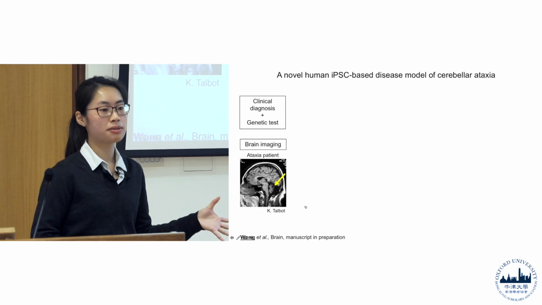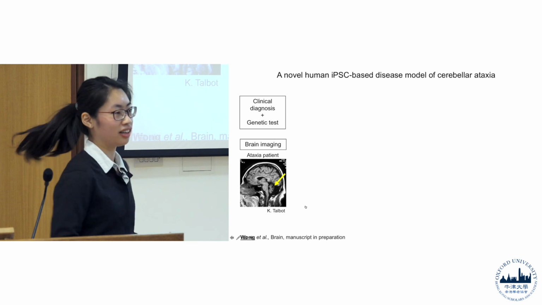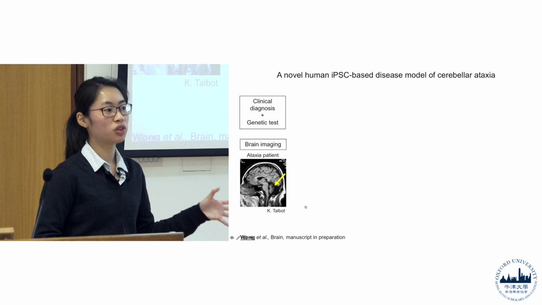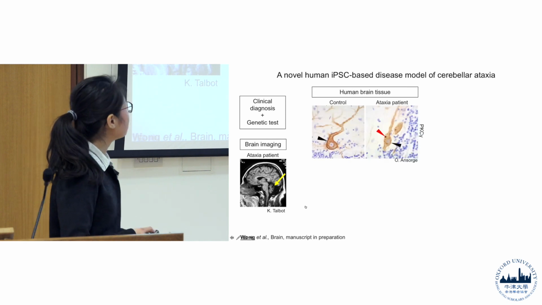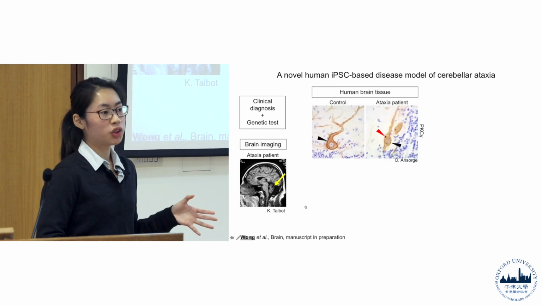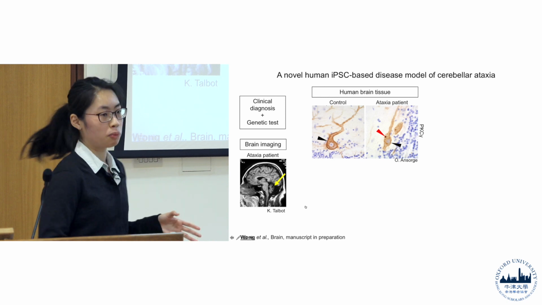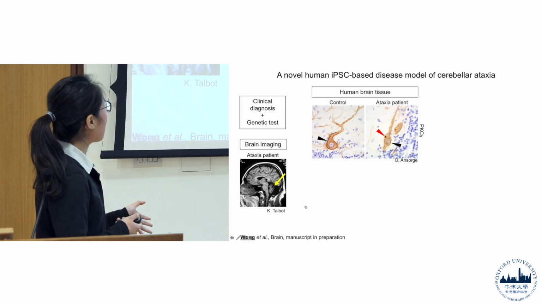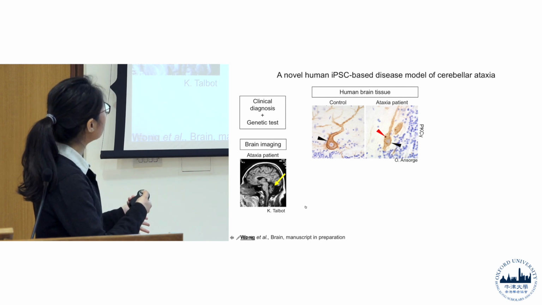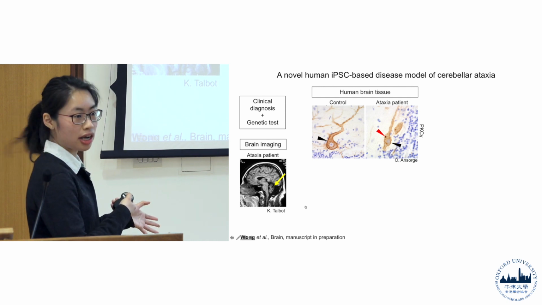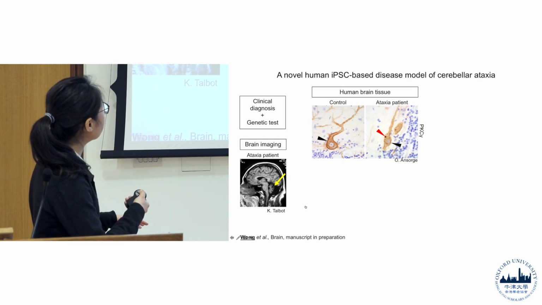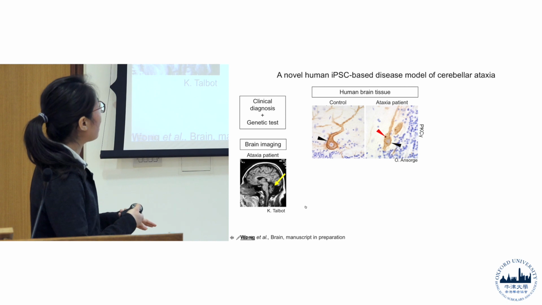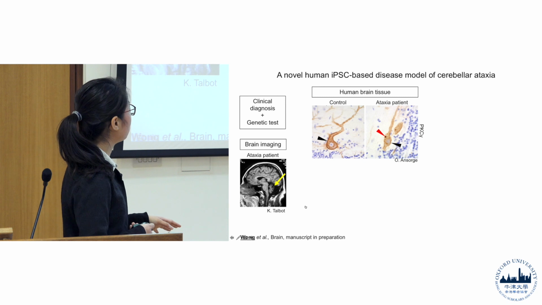But the lifespan of these patients is not affected, so they still live to around 80 years old without any problem. And we are very fortunate to obtain the postmortem brain tissue from one of the deceased patients. From that, we can look at what went wrong. This is a specific type of neuron in the cerebellum, and we compare with normal people. We see that there's a deficit in the structure of the neurons.